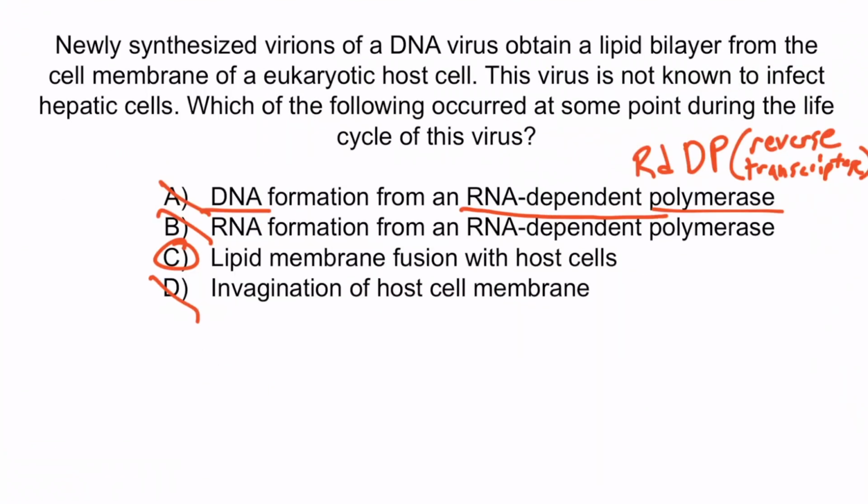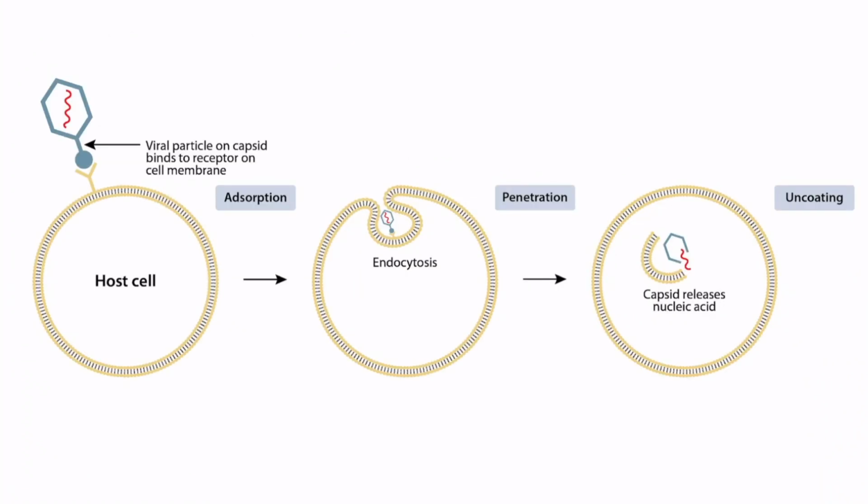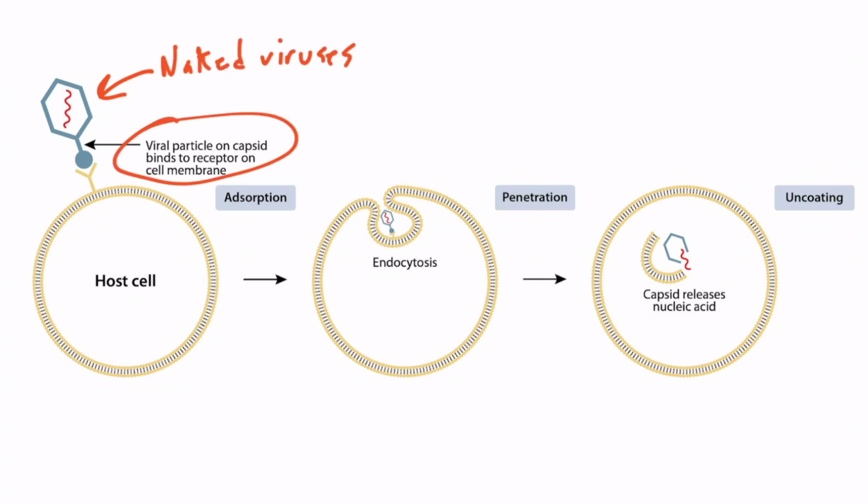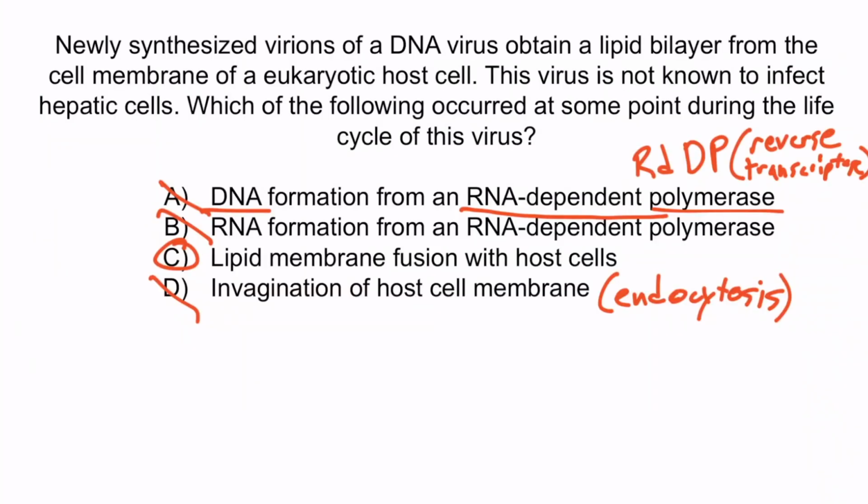Lastly, choice D is wrong because this describes endocytosis. And invagination of the host cell membrane, endocytosis, is needed for naked viruses to penetrate the host cell. Recall from section 6 that naked viruses, depicted here, attach to the cell surface, and then they are brought into the cell through endocytosis. And as you can see, the cell membrane invaginates during this process. The point here is that endocytosis is how naked viruses enter the cell. And the virus in the question is an enveloped virus, not a naked one. And that covers viral genomes and replication.